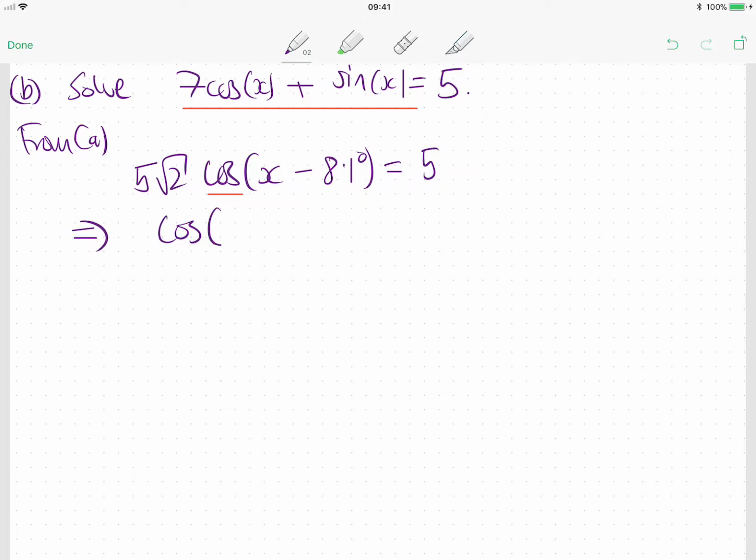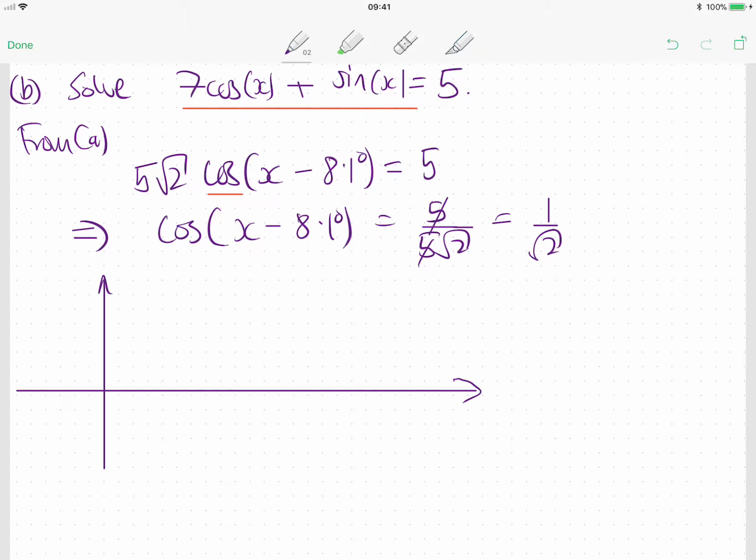So isolating the cos, we have 5 divided by 5 root 2, cancel off those 5's. We have a cos graph which should be equal to 1 divided by root 2. Okay, so let's take a look at solving this problem. What should we do next? Absolutely, we need a sketch.